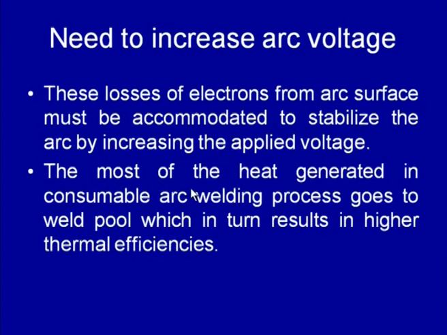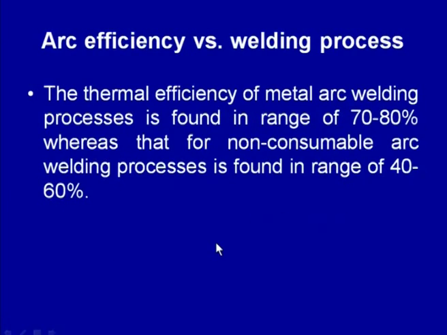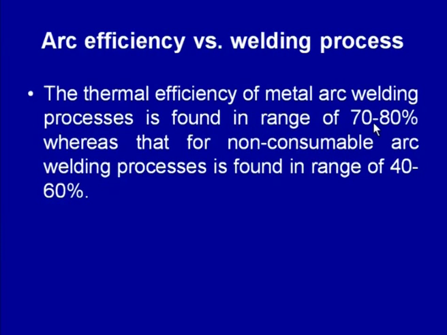So, we will see further how the thermal efficiencies vary with the nature of the welding process. Here we can see that most of the heat generated in the consumable arc welding process goes to the weld pool, which in turn results in the higher thermal efficiency of the consumable arc welding process. Similarly, the thermal efficiency of the metal arc welding process is also found higher than the non-consumable arc welding process like TIG. In case of the non-consumable arc welding process, efficiency is found lower, say 40 to 60%, while in case of the metal arc welding process and submerged arc welding process, thermal efficiency is found 70 to 80% and even higher than 90% in case of the submerged arc welding process, because most of the heat generated in the anode drop zone, plasma region and cathode drop zone is used for melting of the faying surfaces of the base material and for melting of the consumable electrode.